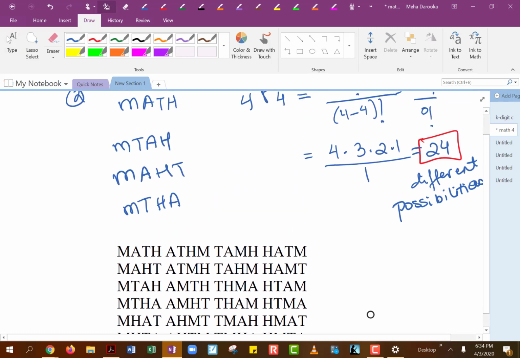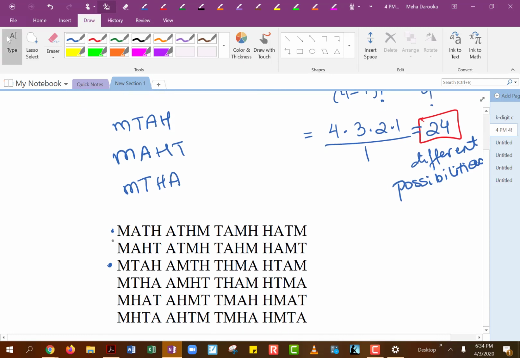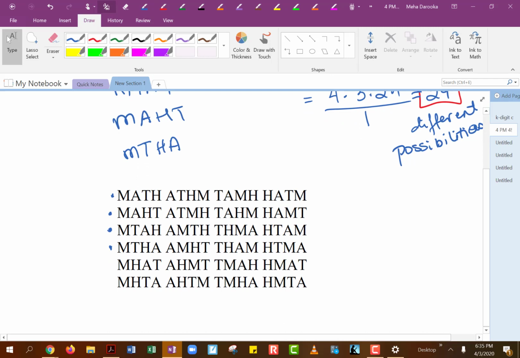MAHT would be this one here. MTHA would be this one here. And then look at how all those other different possibilities come out to be, right? And you can see that's 1, 2, 3, 4, 5, 6 rows, 4 columns. So if you just multiply 6 times 4, you get 24. So you can see we have a total of 24 possibilities here.